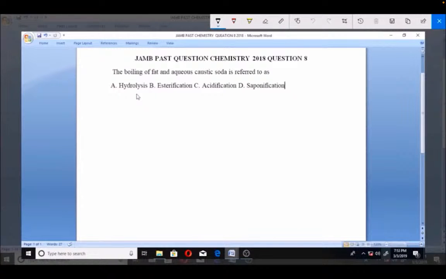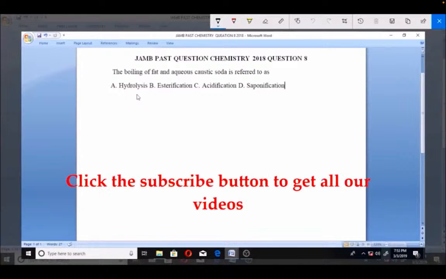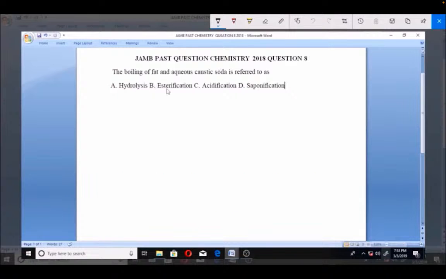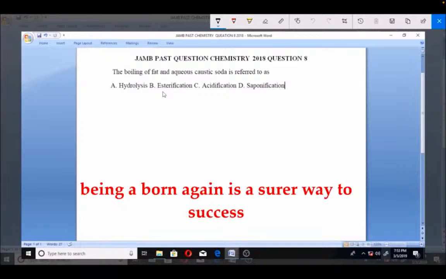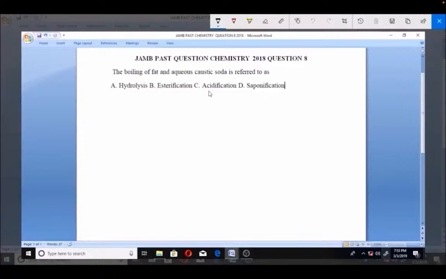Now, if you look at these options, basically we know the meaning of hydrolysis, which is when you want to get something with water. Esterification, the reaction of ethanol with acid to form esters. Acidification, getting something with an acid. Then saponification is the hydrolysis of fats and oil with caustic alkali to yield propane-1,2,3-triol, and the corresponding sodium and potassium salts of the component fatty acids.